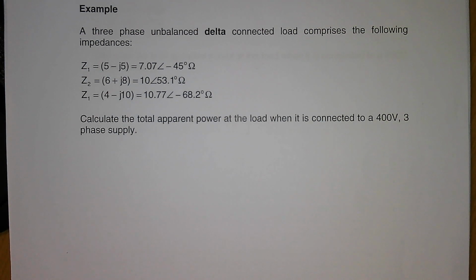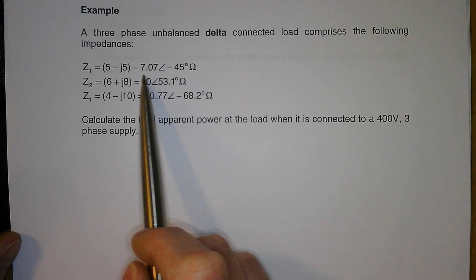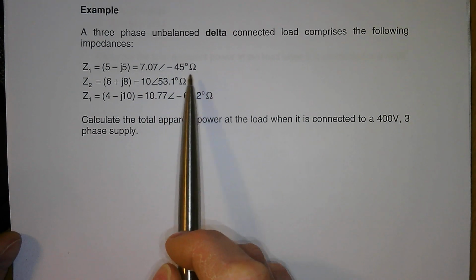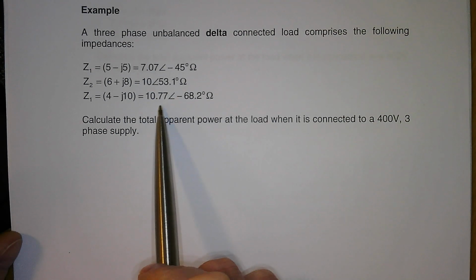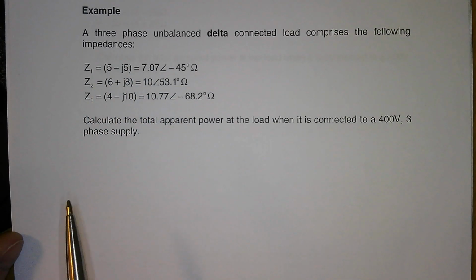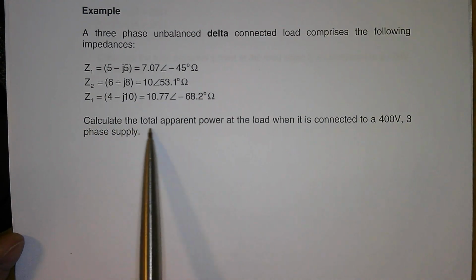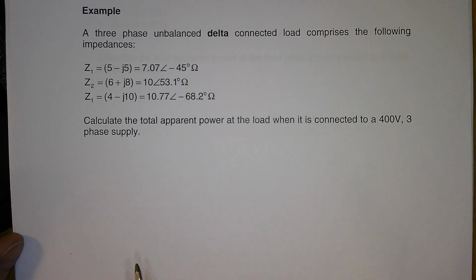Right, okay, so this time it's a three-phase unbalanced delta. The connected load comprises the following impedances, given in rectangular form and in polar form. Again, it's really the polar one that we're interested in because that gives you the magnitude. So you're really interested in these magnitudes, not the rectangular form. It says calculate the total apparent power at the load when it's connected to a 400 volt three-phase supply.